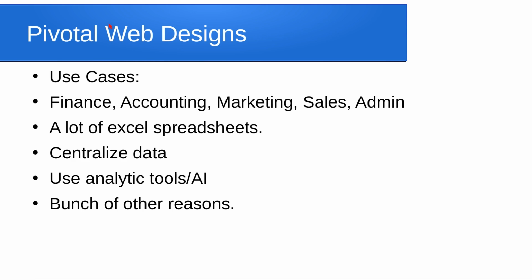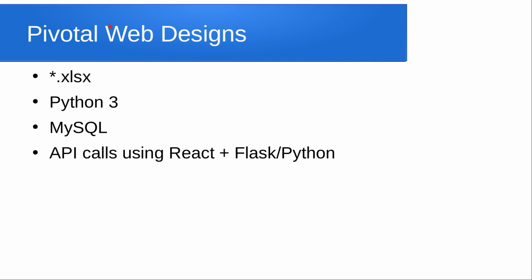this data, be able to use analytical tools. As AI expands, they basically use those tools to help improve their business decision making. There's also a bunch of other reasons. The main things we're going to cover are an XLSX file, using Python 3 to extract the data from the XLSX file, and we're going to drop that data into a MySQL database. We're going to wrap it all up by making API calls from React to a Flask Python backend.